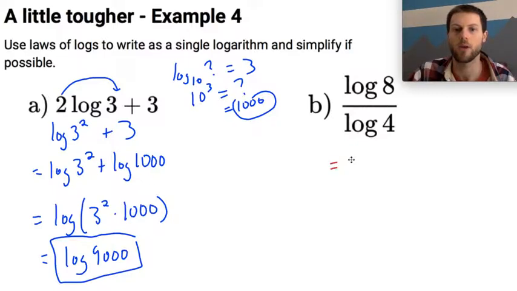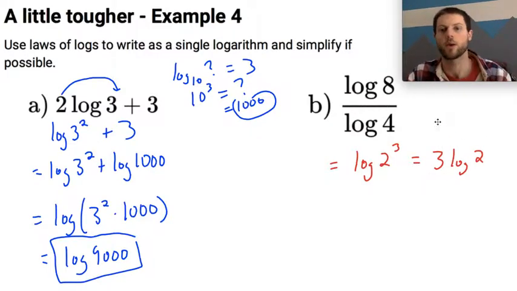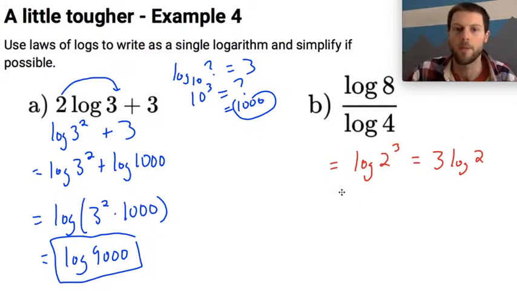I know that I can rewrite log of 8 as the log of 2 cubed, since 2 to the third power is equal to 8. Which means that I can rewrite this as 3 times the log of 2. Okay, so that's just a different way of looking at this. These are equivalent. And then let's take a look at log of 4. Log of 4, that's the same thing as log of 2 squared. And that's going to equal 2 times the log of 2.